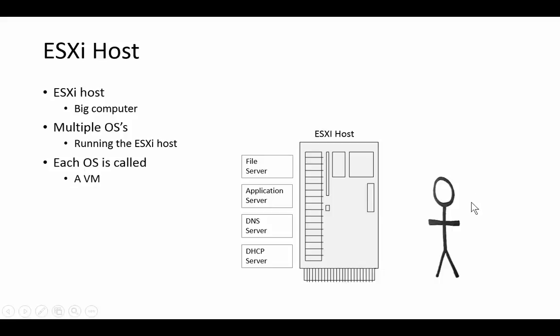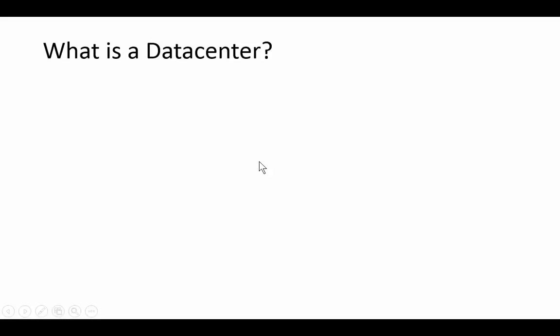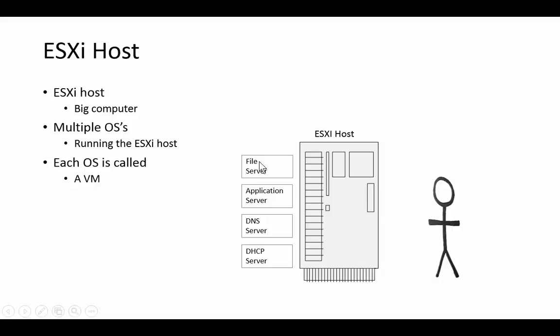Whereas the DHCP server and the DNS server are only allocated 1 or 2 CPUs, the application server, student registration server, and file server, the heavily used servers, are allocated 8 or 12 CPUs each. The next thing is, what is a data center?